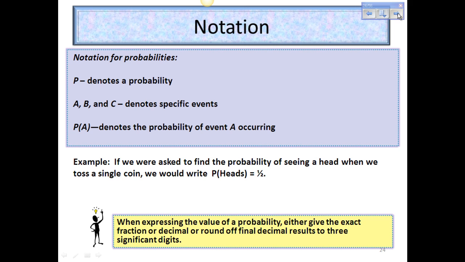Now, when expressing the value of a probability, either give the exact fraction or decimal, or round off final decimal results to 3 significant digits. So make sure you do round correctly. Either write your answer as a fraction or round your results to 3 significant digits.